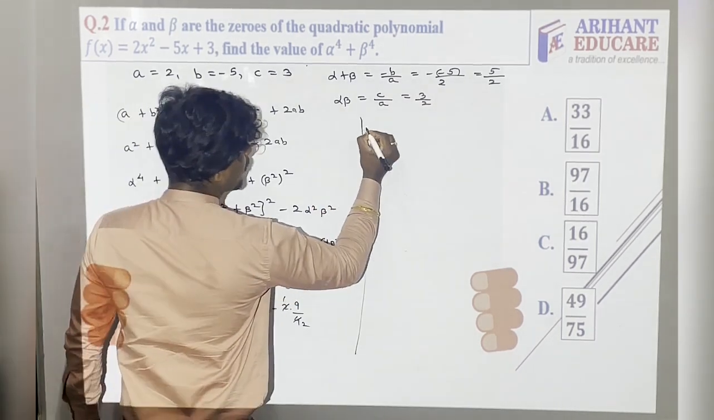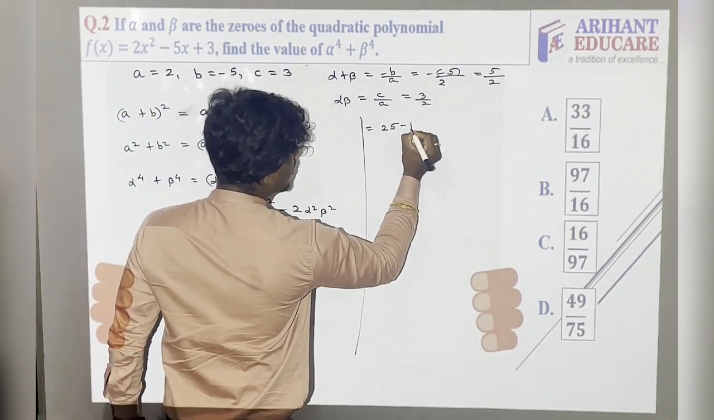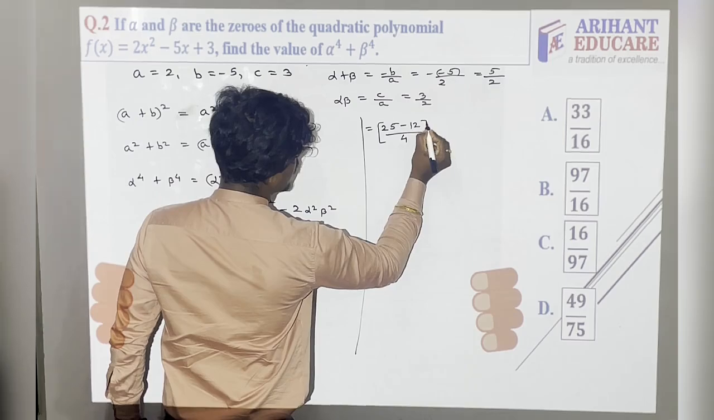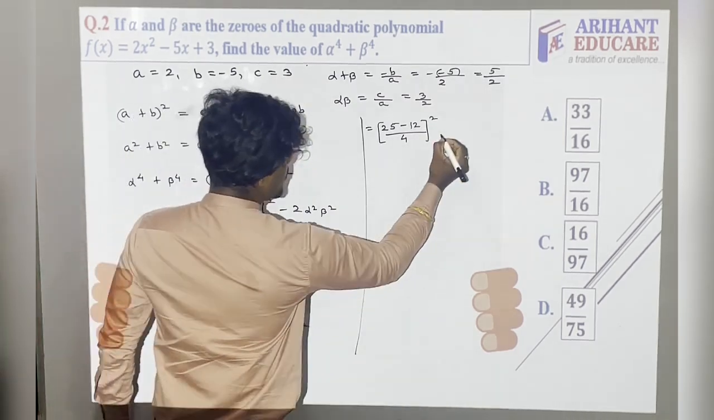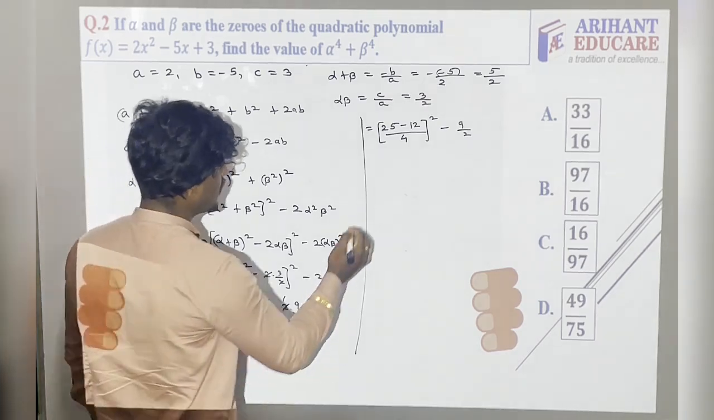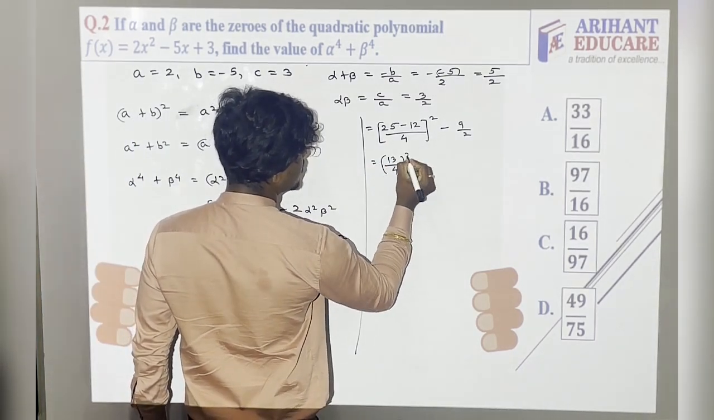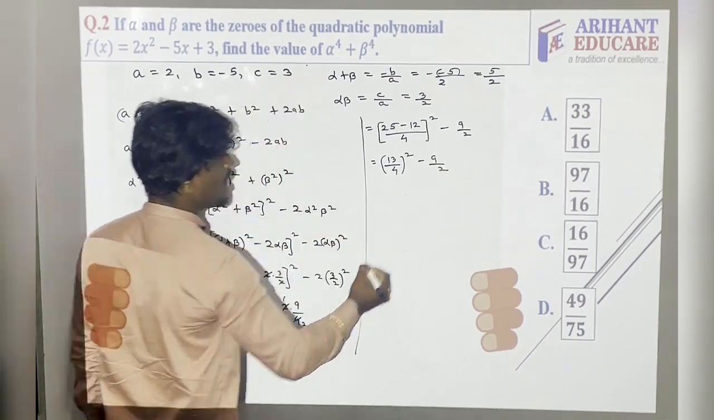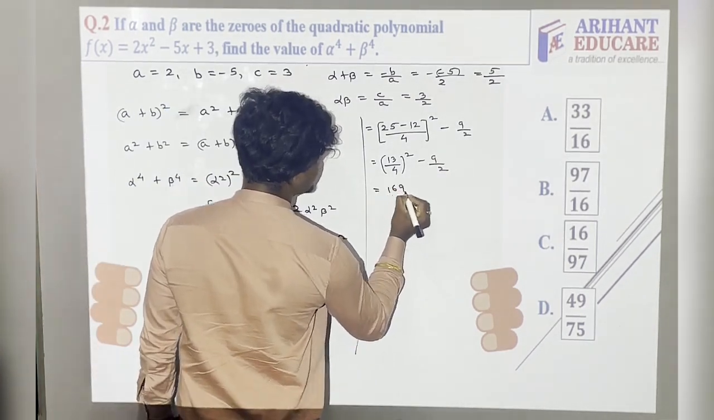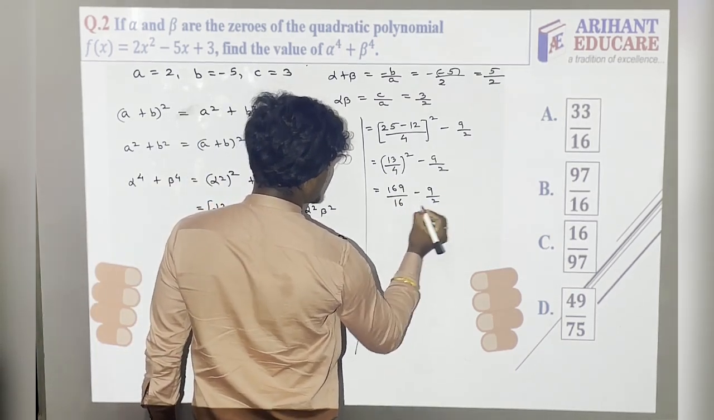LCM. So I'm going to go for 25 minus 4 threes are 12 upon 4 the whole square, minus I've got 9 upon 2 here. Making sense? Good. Now 25 minus 12 is what? 13 upon 4. The whole square still stays, minus 9 upon 2. What is 13 square? Superb. It is 169 upon, what is 4 square? 16, minus 9 upon 2.